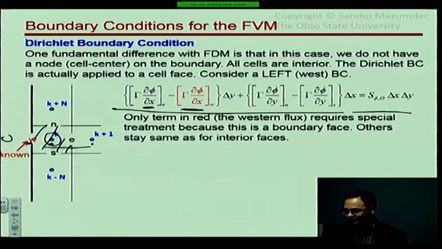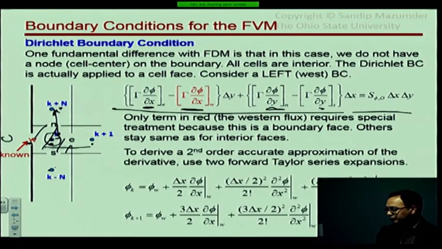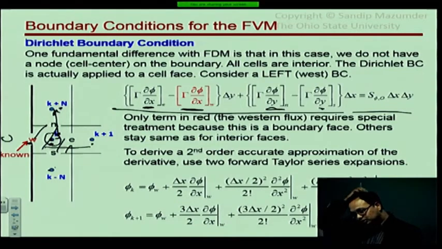For example, the dφ/dy at the northern face, I can do φ at that point minus φ at that point divided by delta y. That doesn't change. Same thing for this one: this minus that divided by delta y. So the east, north, south stay unchanged. The only change will be in the western flux. How do we do that? We now do two forward Taylor series expansions, because we cannot do central differencing anymore.